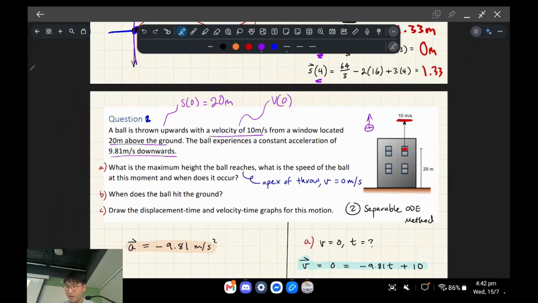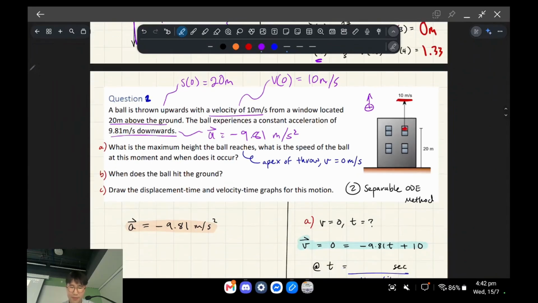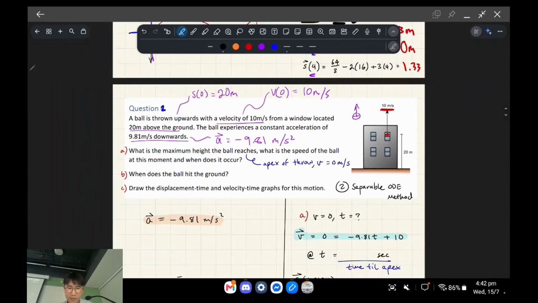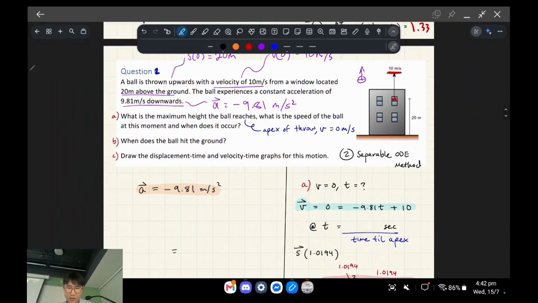At time is equal to 0, our velocity is 10 meters per second. That's our initial velocity. And the entire time, acceleration due to gravity is negative 9.81 meters per second squared. Okay. So what the question is asking from us is, what is the maximum height the ball reaches? What is the speed of the ball at this moment, and when does it occur? That's part one.